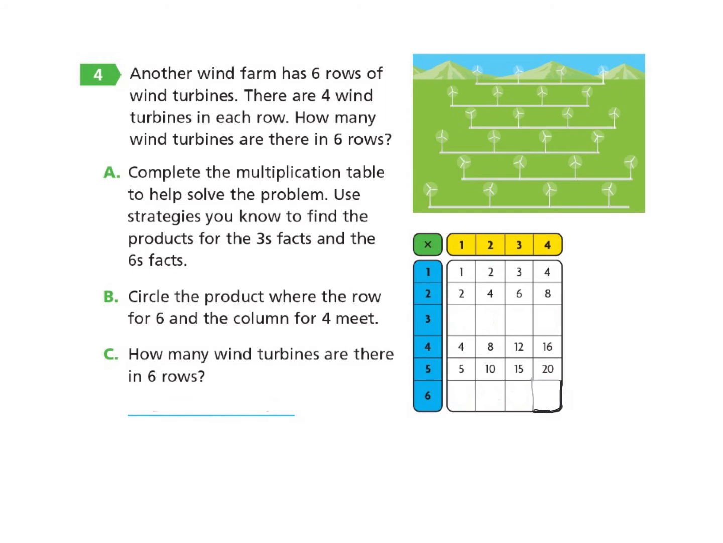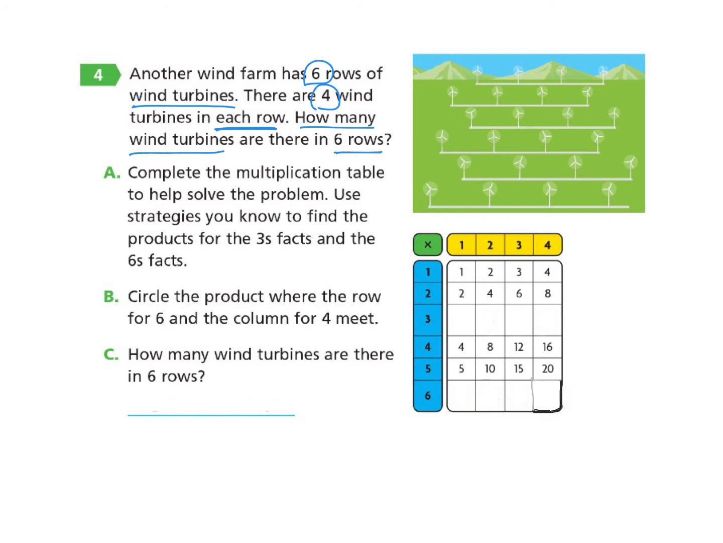Turn to the next page, page 76, under question 4. Another wind farm has 6 rows of wind turbines. There are 4 wind turbines in each row. How many wind turbines are there in 6 rows?